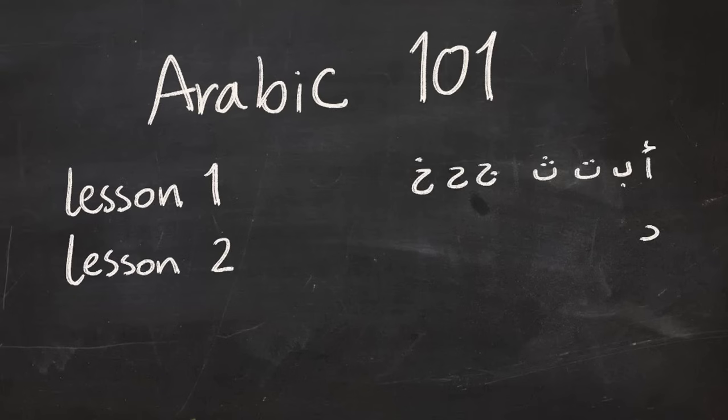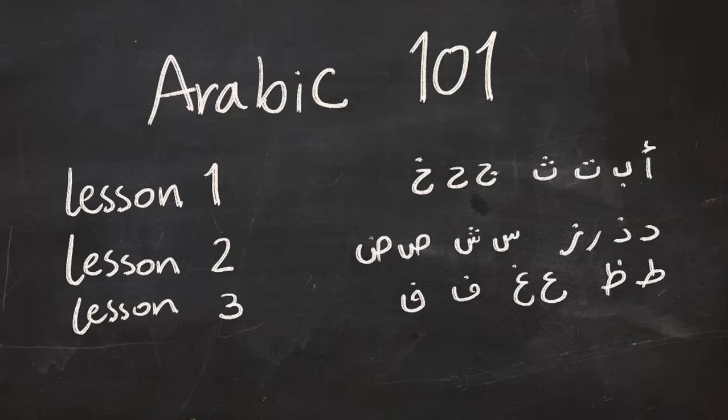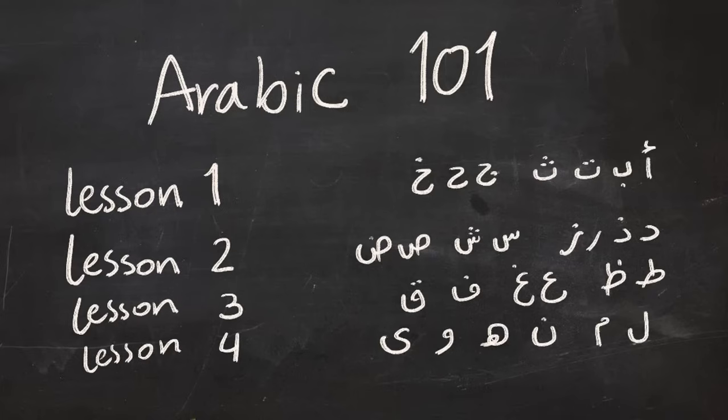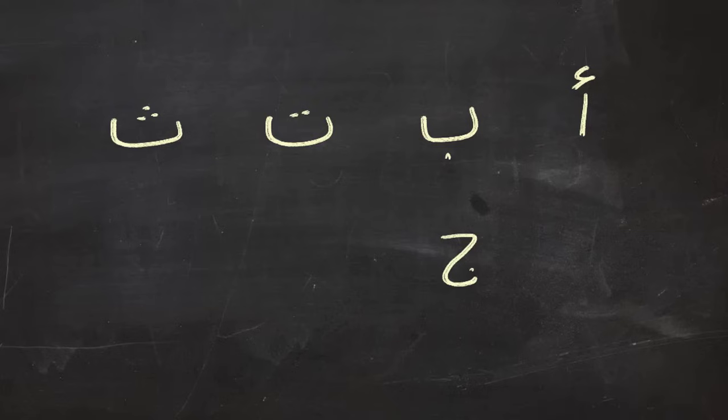The first 4 lessons we're going to focus on the Arabic alphabet, and then we're going to talk about the Arabic vowels. In this lesson we're going to talk about the first 6 letters: Alif, Ba, Ta, Tha, Jim, Ha, and Kha.